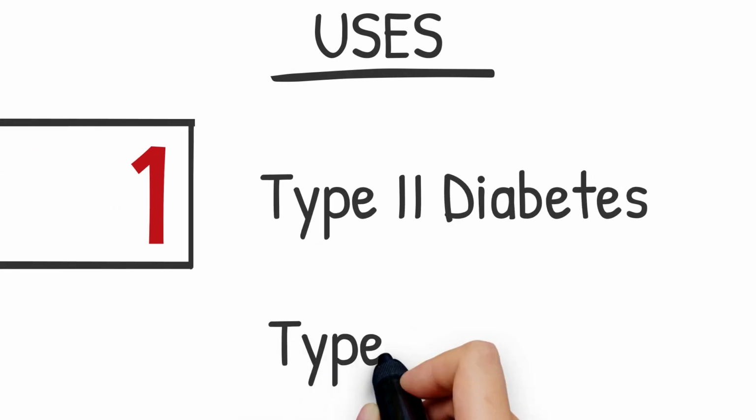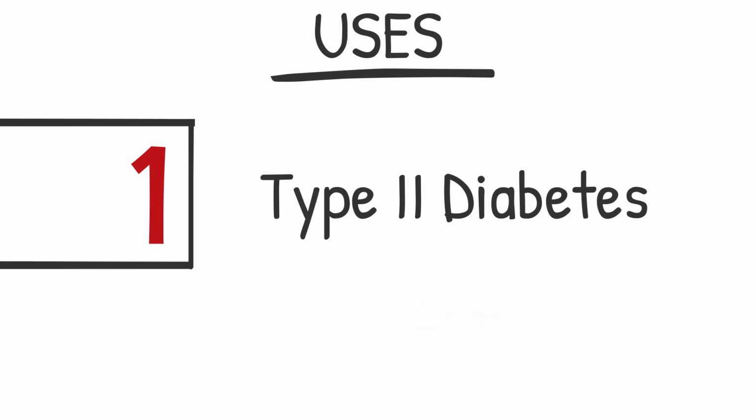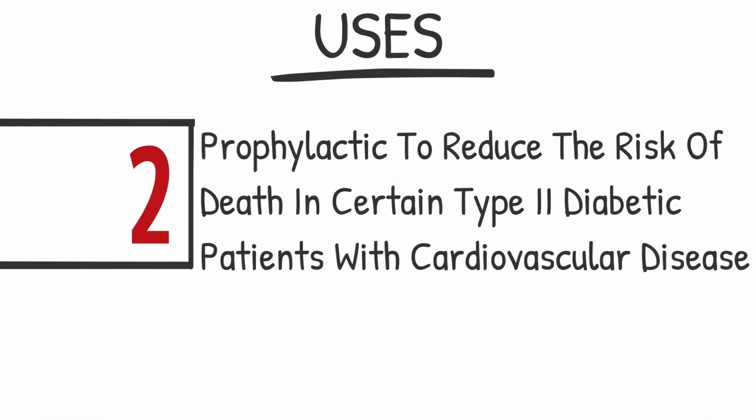With respect to uses, Trulicity is FDA approved for the management of type 2 diabetes and not type 1. And I say this because your body has to have the ability to still produce insulin. Trulicity's action depends on your ability to produce more insulin. For that reason, Trulicity is not approved for use in people with type 1 diabetes. Trulicity is also used as a prophylactic, or to reduce the mortality or the risk of death, in certain type 2 diabetic patients who have established cardiovascular disease or who have multiple risk factors for cardiovascular disease.